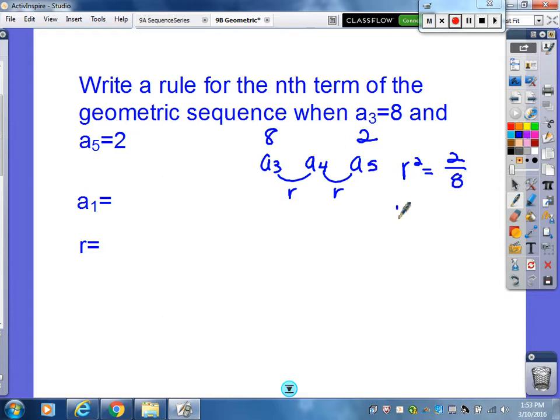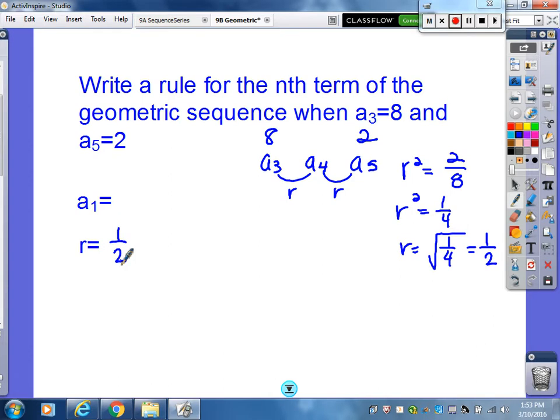Alright, let's just solve for r here. So first of all, r squared is equal to 1/4. Take the square root of 1/4. This is the principal root, which means I don't want a plus or minus, I just want my 1/2. So that means my ratio is 1/2.